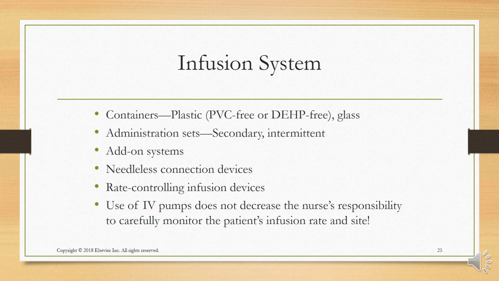So just remember that the use of IV pumps does not decrease the nurse's responsibility to carefully monitor the patient's infusion rate and site. So let's say that you have a 200 milliliter bag of whatever, and you have set that to run at 100 milliliters an hour. That means it should run over 2 hours, right? If you go in there, you should be checking how much is running in. Is it running in at the correct rate?